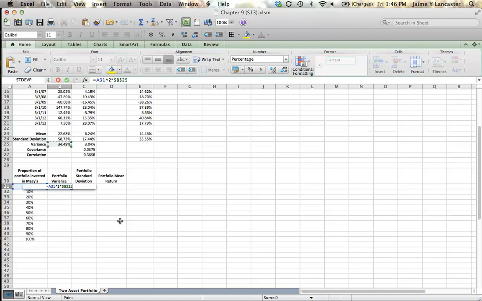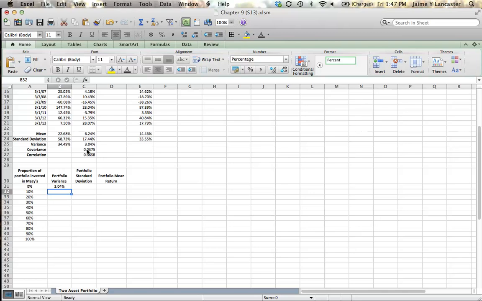I'm going to give that an absolute reference so that I can carry this formula down. So that's the variance that comes from Macy's. The part that comes from Johnson & Johnson is equal to the percentage of the funds invested in Johnson & Johnson. We don't have that, but we know if 0% is in Macy's, then 1 minus 0%, 1 minus the contents of cell A31, is invested in Johnson & Johnson. So we'll square that, and then we'll multiply that by the Johnson & Johnson variance, given an absolute reference. We'll finish the equation by adding 2 times the weight in Macy's, A31, times the weight in Johnson & Johnson, 1 minus A31, times the covariance of the two stocks.